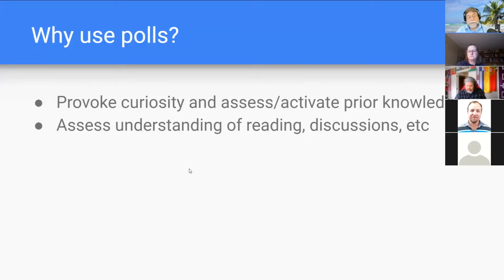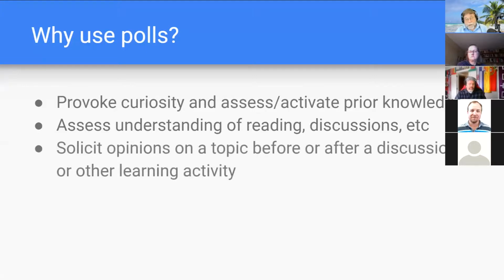And you could use it to assess what they've done outside of class. If you're using a flipped class arrangement, start a class. If you ask them to read something or listen to a podcast or watch a video, do some polling to see how much they've picked up from it. And you can also use it to get students' opinions on a topic before or after a discussion or other learning activity. An interesting thing is to poll students on their attitudes concerning a topic before you discuss it in class, and then poll them again, and then discuss how their opinions changed and talk about why their opinions changed. It's a nice opportunity for reflection.